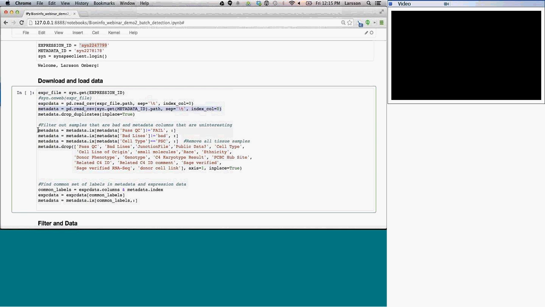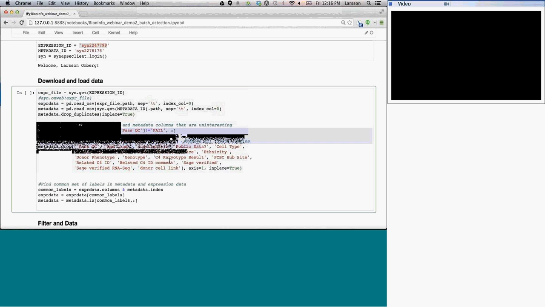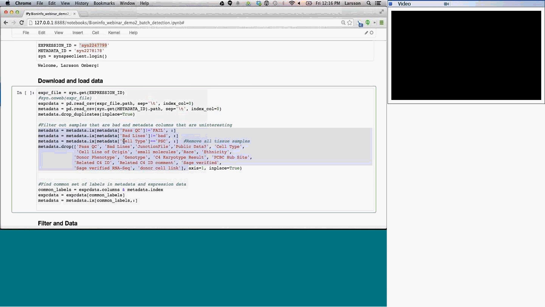Then I filter out those that fail QC, which could be QC determined prior based on the alignment, so these are cell lines that have been considered to be bad. And then I only keep those that are stem cells. There are some samples in here that are from tissues, but I'm not interested in those. There's also a lot of information in the metadata that is not relevant for this analysis, so I drop those from the metadata to make it easier to understand.